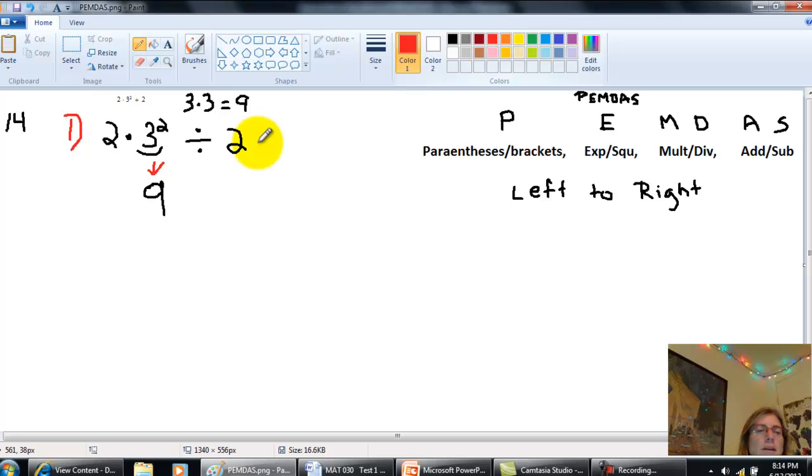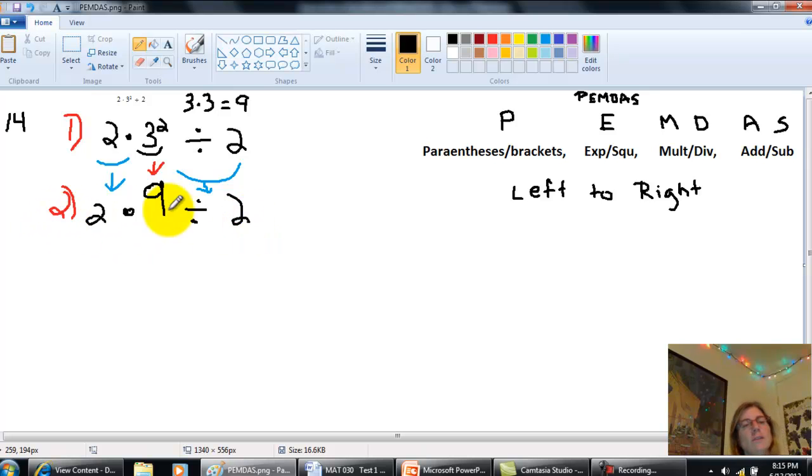Now we're starting to build our second line horizontally, this way. So we bring down the other pieces of the problem. We're not solving, we're just bringing them down to keep a catalog. So 2, bring down the multiplication sign, bring down the division sign, bring down the 2. So now we have our next line to look across and make our decisions. Are there parentheses and brackets? No. Are there exponents, square roots? No. Are there multiplication, division? Yes. Left to right. So you solve this first.